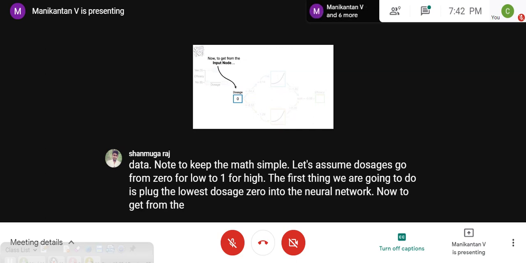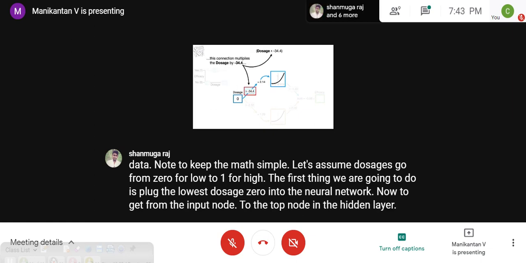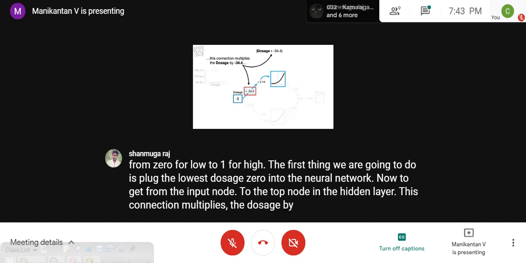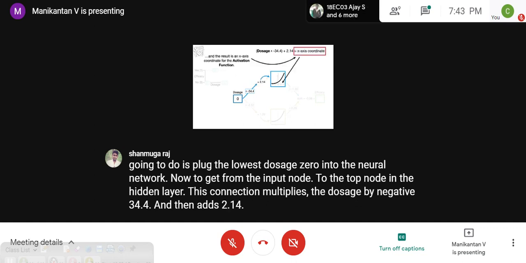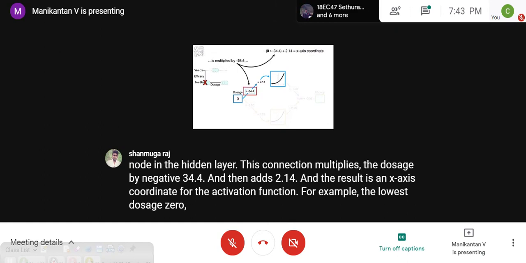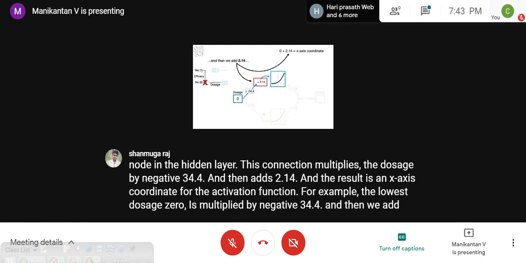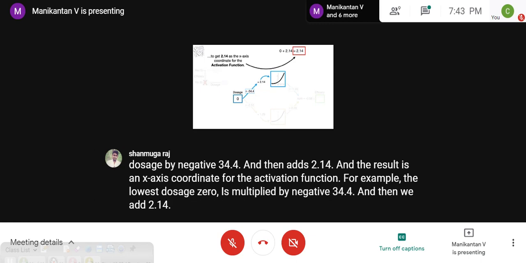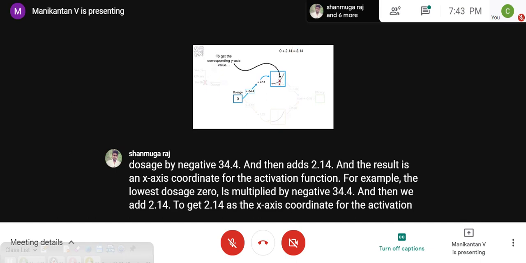Now, to get from the input node to the top node in the hidden layer, this connection multiplies the dosage by -34.4 and then adds 2.14. And the result is an x-axis coordinate for the activation function. For example, the lowest dosage, 0, is multiplied by -34.4, and then we add 2.14 to get 2.14 as the x-axis coordinate for the activation function.